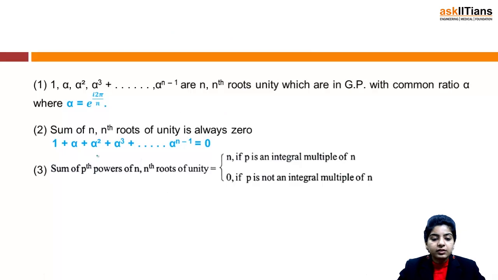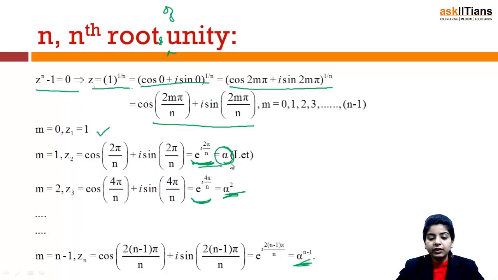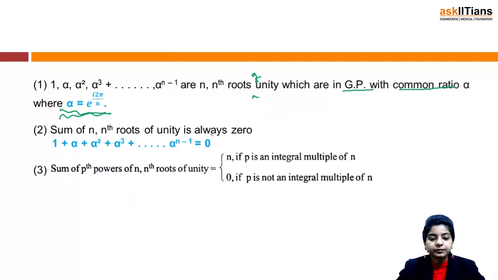So this says that if 1, alpha, alpha square, so on, alpha n minus 1 are the nth roots of unity, they are in GP with common ratio alpha. This we have already seen here. This is alpha, then we have alpha square, so the common ratio is alpha, and alpha is e raised to the power i 2 pi by n, right, and it forms a GP. Sum of nth roots of unity is always 0, that is 1 plus alpha plus alpha square plus so on alpha raised to n minus 1 is always 0.